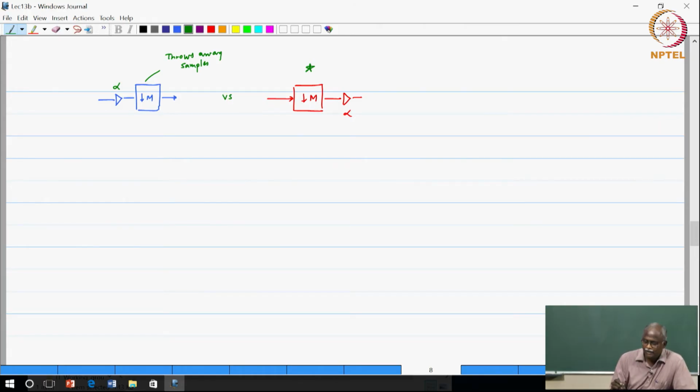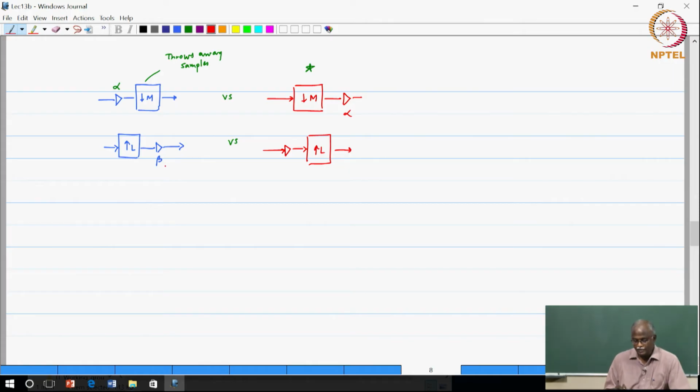On the other hand, a similar observation applies to the other block, where I do upsampling by a factor of L followed by a scale factor beta, versus the case where I move the blocks around: I do the scale factor by beta, then upsampling by L. In the first case, there are lots of zero valued samples. Multiplying by beta is not going to make any difference; the multiplication will get done, but the result will be wasteful.